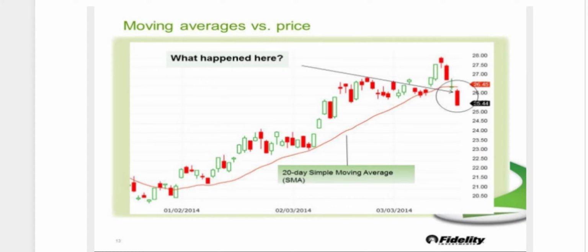And a doji, if you remember from the candlesticks and chart patterns webinar, represents indecision. Well, there was some indecision there, but what do we see happen after that? Well, a big bar down.